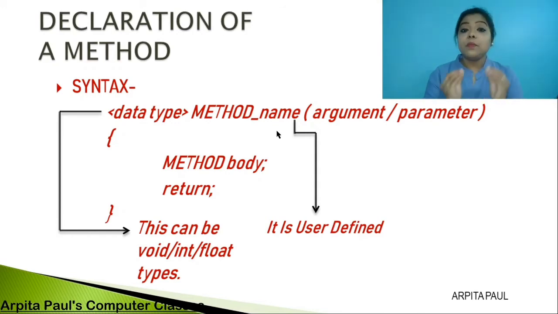That means any predefined word you cannot use, because the predefined words already have a specific meaning. So this is one user defined method. Here you will define the name and it should be a different one.